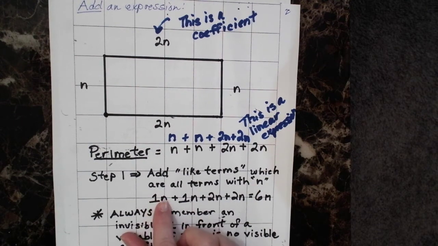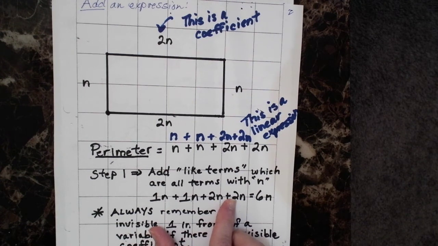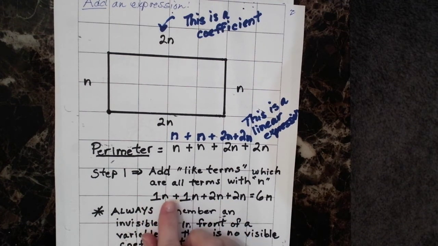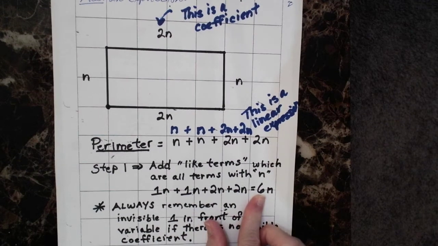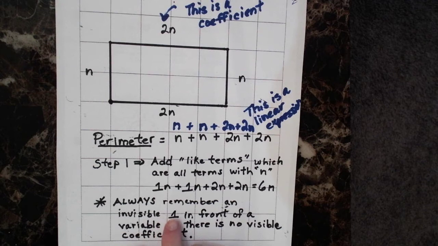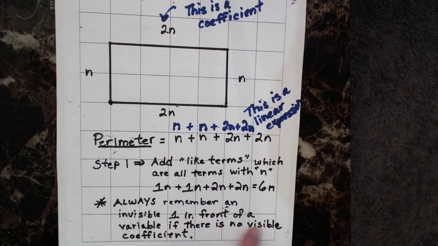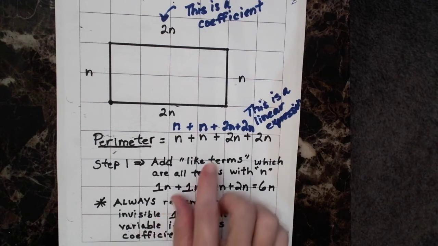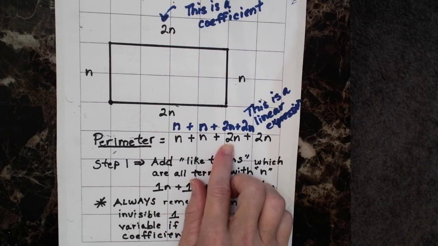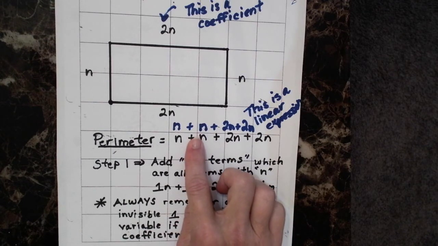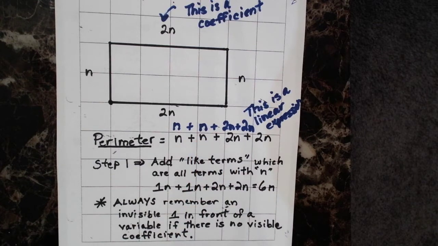So you have 1n, another 2n, and another 2n. And when you add the coefficients, 1 plus 1 plus 2 plus 2, you get 6n. Always remember an invisible 1 in front of a variable if there is no visible coefficient. So if there's a number 2 there, you have your coefficient. If you don't see it, it's a number 1, which really is just 1n in this case.